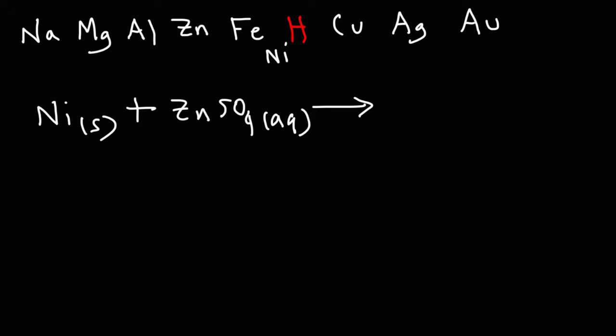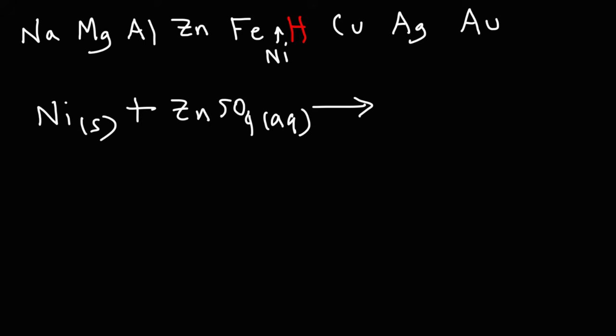That's where it should be. So now that you know where nickel should be, is it strong enough to kick zinc out of the solution? Can it reduce the zinc 2 plus ion into zinc metal? The answer is no. Because nickel is to the right of zinc, it's a weaker reducing agent. Zinc is stronger because it's on the left side. Zinc can displace nickel out of the solution, but nickel cannot displace zinc out of the solution.